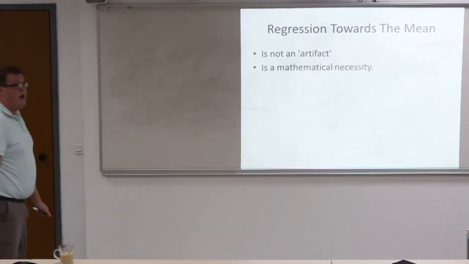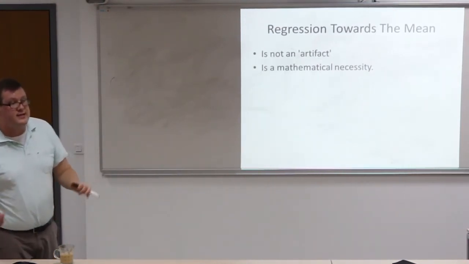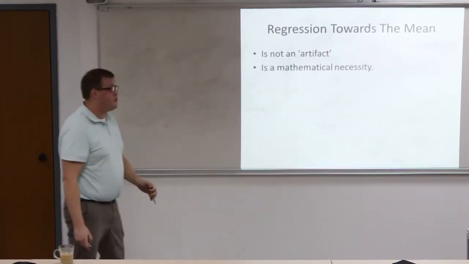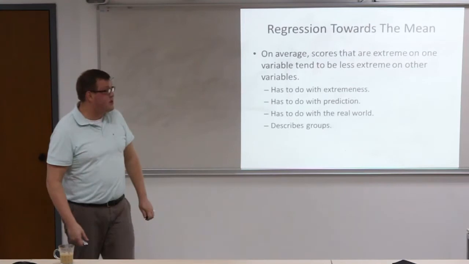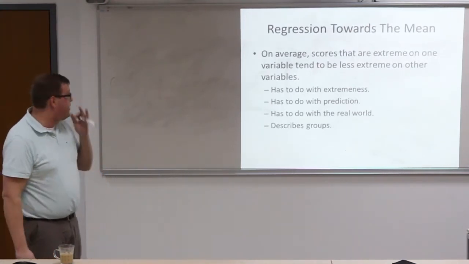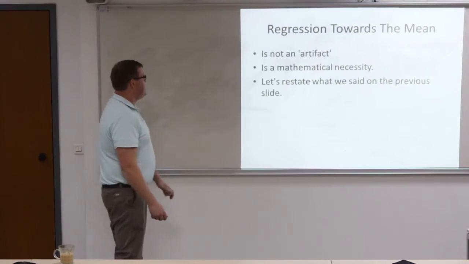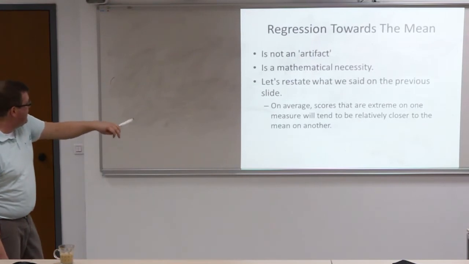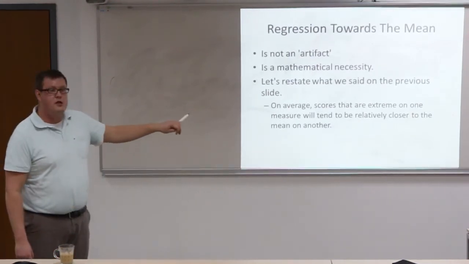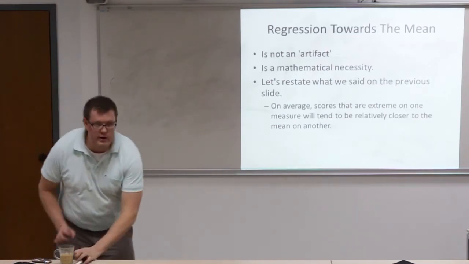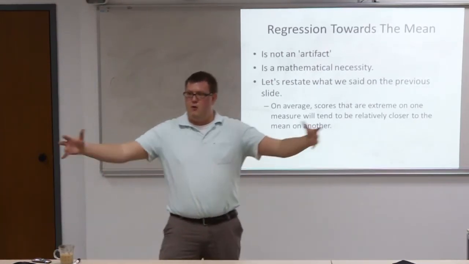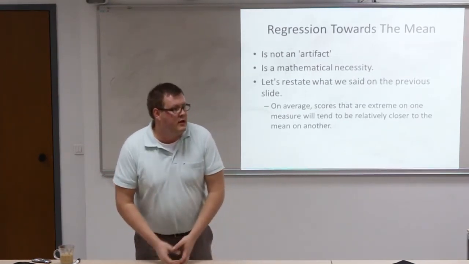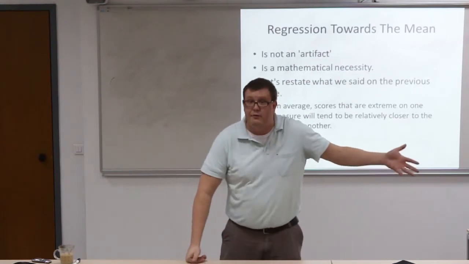Regression towards the mean is not an artifact. It's a mathematical necessity. Anytime you have a non-perfect correlation, you will have regression towards the mean, which is, on average, scores that are extreme on one are not as extreme on the other. This is a necessity. So let's restate what we said before. On average, scores that are extreme on one measure will tend to be relatively closer to the mean, right? If you think about extremeness as how far away something is from the mean, then if you're right at the mean, you're not really extreme. If you're three standard deviations above the mean, that's really extreme, right?